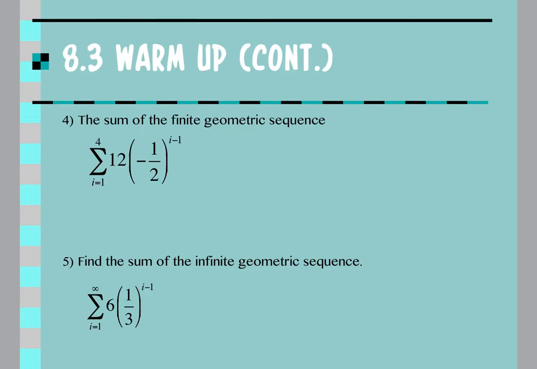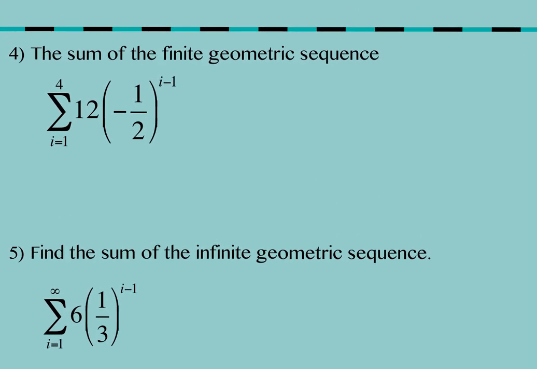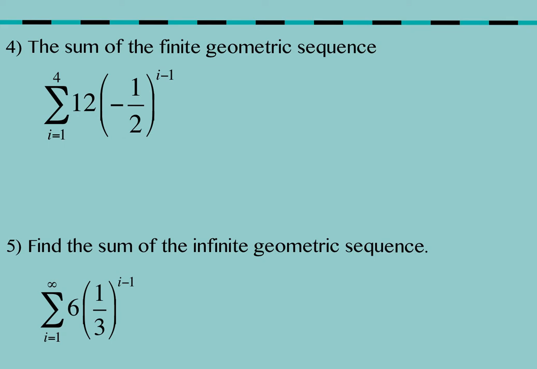All right, number 4 says find the sum of the finite geometric sequence. So now we're doing a sum. It is finite and it is geometric. So a1 times 1 minus r to the n over 1 minus r. There's 2 ways to find a1. One thing is if this is 1 and this is i minus 1, I just grab the term that's on the front, the thing that's not being raised to the power. So a1 is 12.